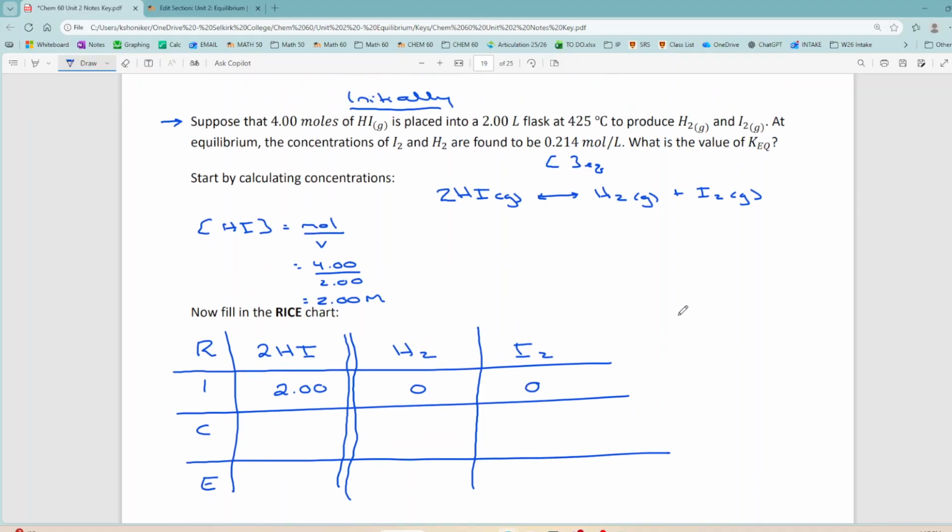Then I also want to put into the chart what my equilibrium concentration is. Now for this one, they gave it to me for both iodine and hydrogen, and they said at equilibrium, the concentration is 0.214.